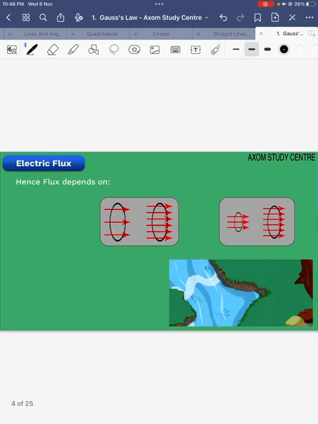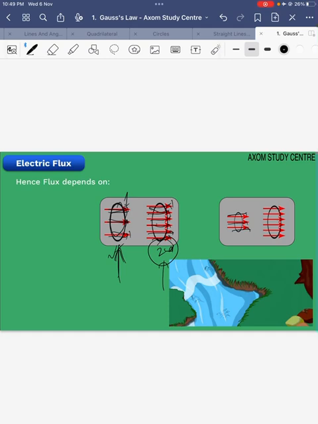Now, what does this flux depend on? This flux depends on three important points. First, you can see here, it depends on the area. The more the area, the more the number of flux lines. These red color lines are flux lines. In the first drawing, the number of flux lines is 3. Here the number of flux lines is more than 3. So in the second drawing the flux is more compared to this.